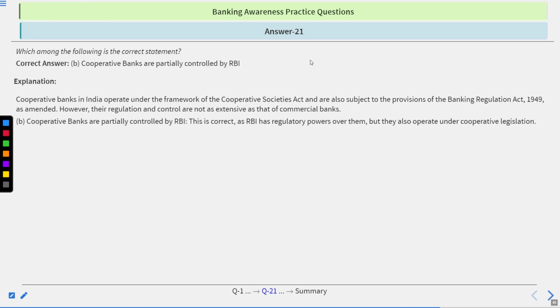Time's up. Correct answer is B. Cooperative banks are partially controlled by the Reserve Bank of India. Explanation: Cooperative banks in India operate under the framework of the Cooperative Society Act, and are also subject to the provisions of the Banking Regulation Act 1949, as amended.